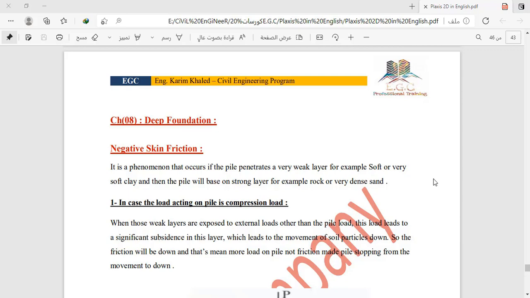We will speak about an important topic in deep foundation. By deep foundation I mean the piles. We will speak about negative skin friction. Negative skin friction is a phenomenon that occurs if the pile passes through a very weak layer, for example soft or very soft clay, and then the pile is based on a strong layer, for example rock or very dense sand.